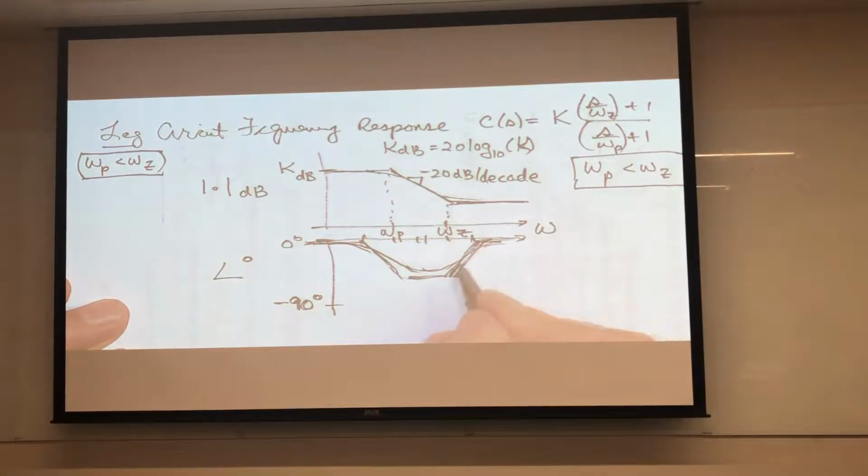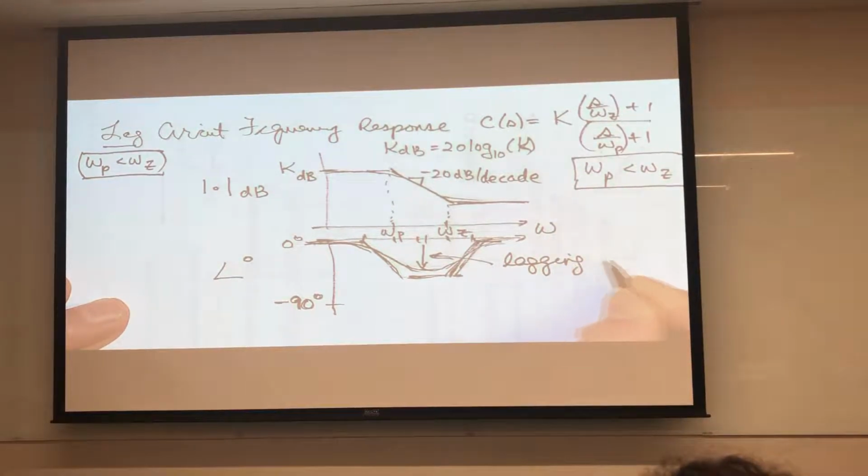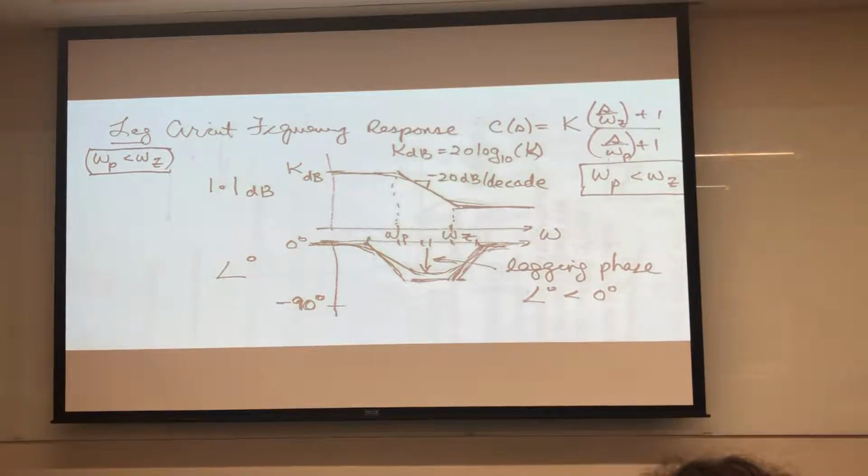And so you see that the phase response of the lag compensator, this is the phase response, it's always lagging. The phase, the angle, is always less than 0 degrees. It's negative. The output always lags the input. That's why we call it a phase lag compensator.